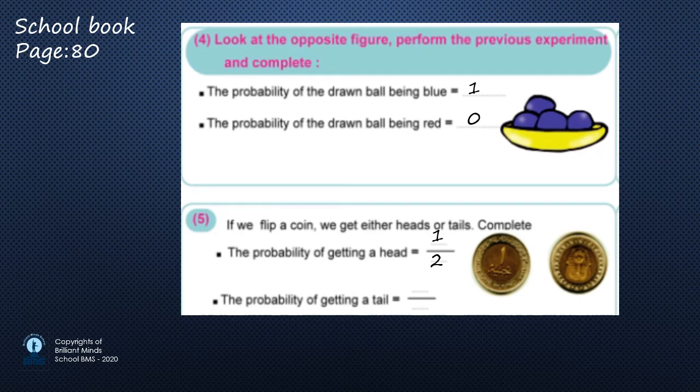What about the probability of getting a tail? It will also be half. So for the question of the coin, the answer will always be half. When I ask about head, the probability of head equals half. The probability of tail equals half.